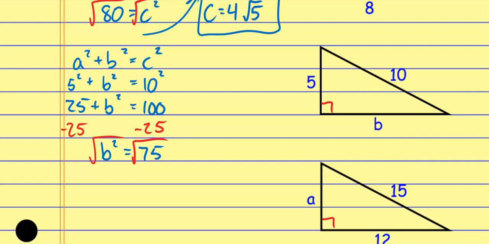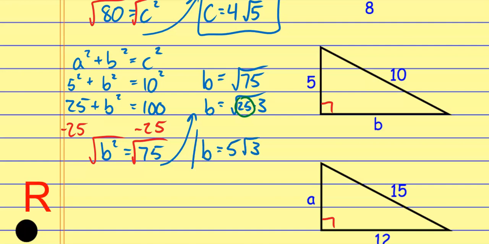And so once again, if I write this up here, that's b equals the square root of 75. Once again, I want the exact answer, so I'm going to look for perfect squares. So 25 times 3. The square root of 25 is 5. So I end up with 5 root 3. That is the exact value of that side. And again, I could easily plug that into the calculator to get a decimal approximation if I needed it.